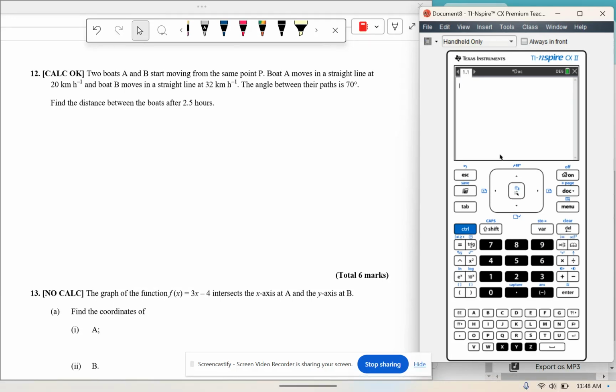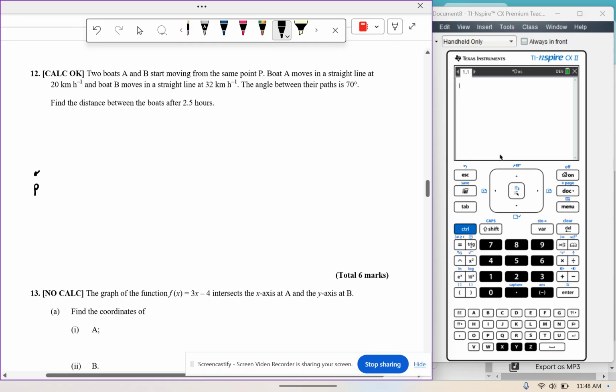Two boats, A and B, start moving from the same point. So I have point P, this is where they come from, and then they start heading out on their respective paths. This is A, this is B.